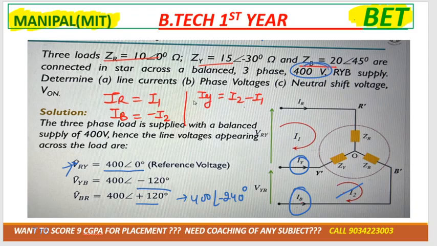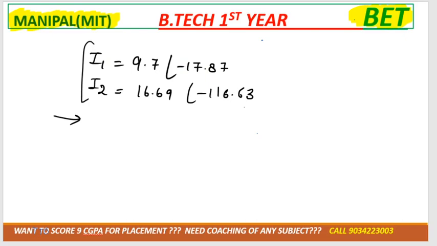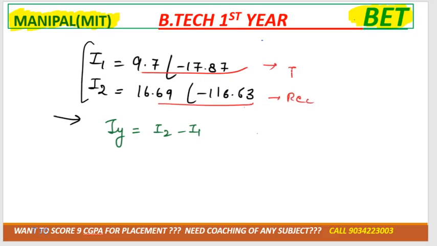So now, do you know how to do subtraction if you have the currents in polar form? IY would be equal to I2 minus I1. One option, you can convert it into rectangular form, right? Another option, you can directly subtract it, remaining in polar form only. Do you know that method?